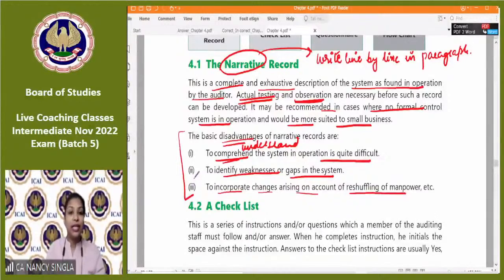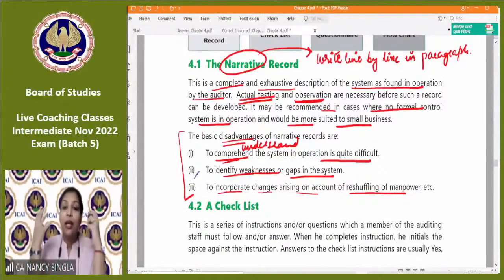And what is narrative record? A complete, exhaustive description of the system. How will the auditor write it? First of all, they'll observe or they'll perform certain actual testing. Then whatever they have observed, whatever testing they have done, whatever they have found about the internal control in operation in the organization, they will keep it in writing line by line in paragraph form. Okay?